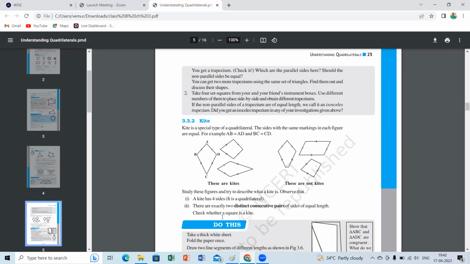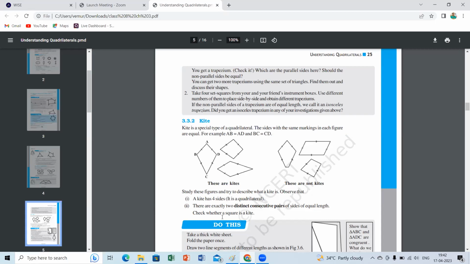Ma'am, two distinct consecutive pairs of sides are of equal length. Very good. Consecutive pairs are equal in length. Consecutive means what we can call adjacent sides. If you say two adjacent pairs, AD and DC also come into count, so we can't say adjacent. That's why we are going with the word consecutive, right?